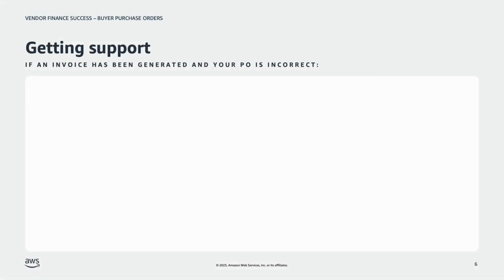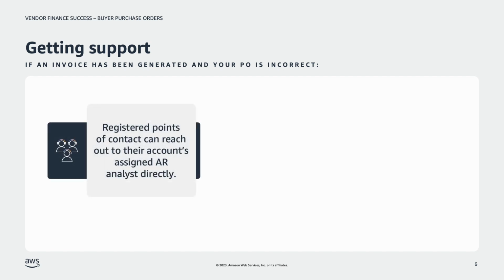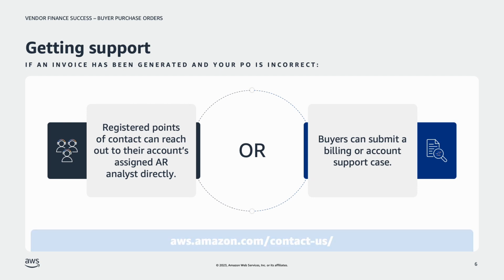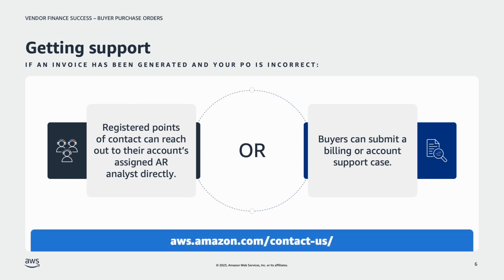If an invoice has generated and your purchase order is incorrect and needs to be updated, you can work with your assigned accounts receivable analyst or submit a billing and accounts support case utilizing the AWS Contact Us form.